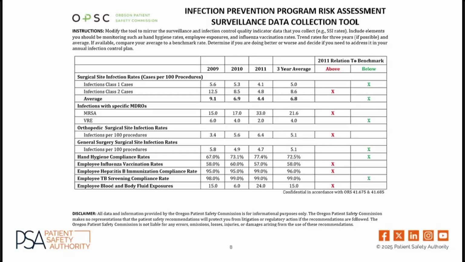Another thing they may want to work on is their orthopedic surgical site infections. We started at 3.4 and are now at 6.4. And then also their employee influenza vaccination rates have steadily over the 3 years been relatively low. We see those numbers at 58%, 60%, and 57%, which are obviously not ideal vaccination rates. And then you're going to see in later slides how all of this information is useful and how we can use this information when we are doing our risk assessment.